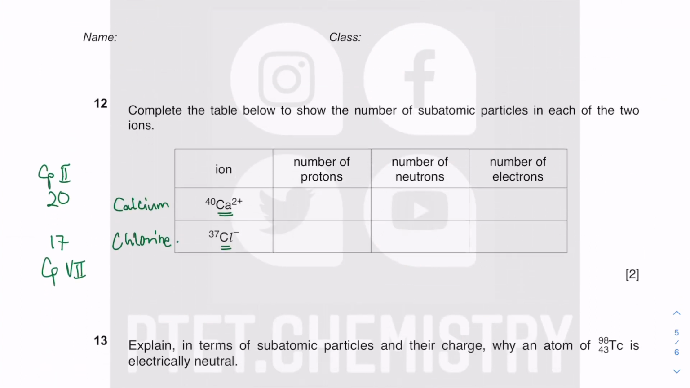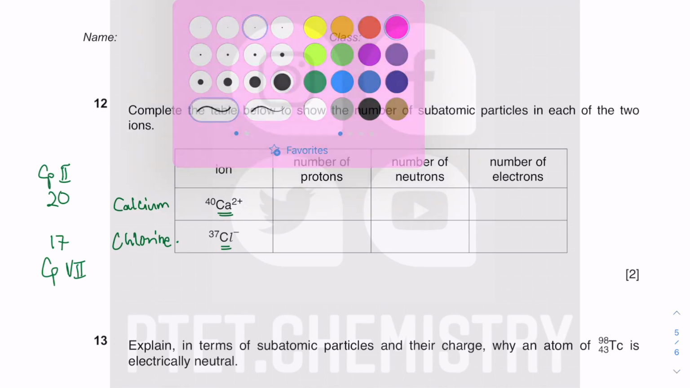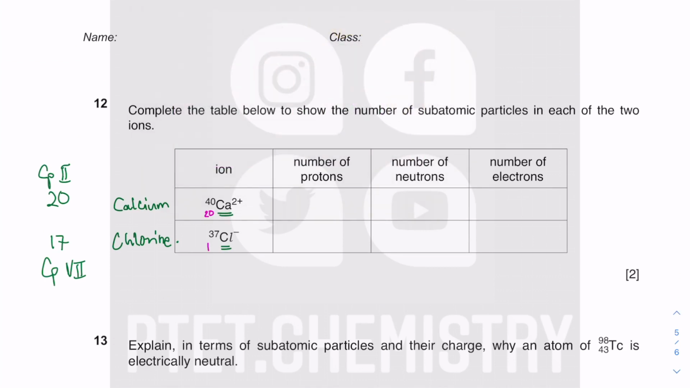Okay, the proton number depends on the element. So if I put in the proton numbers, there's 20, then there's 17, so there's 20 protons, 17 protons. The number of neutrons is the difference between the mass number, or the nucleon number, on the top and the proton number. So there's 40 minus the proton number, which is 20. 37 minus 17, which is 20. Electrons are tricky here because these are ions.